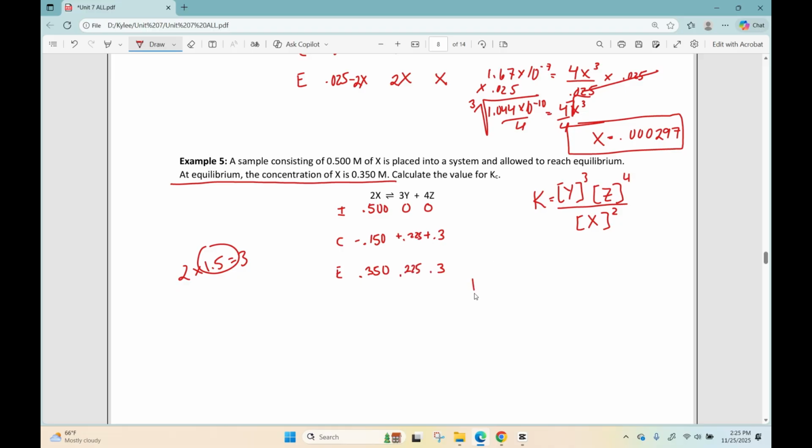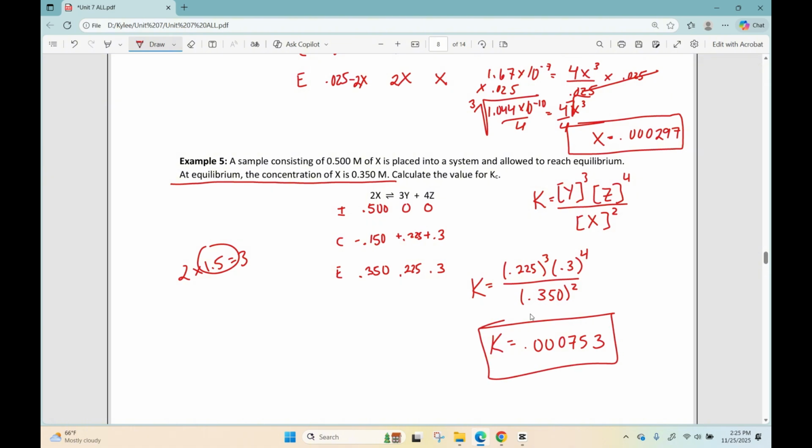From here, I'm going to plug them into my equation. So Y, which is the 0.225, is going to get cubed. Z, which is the 0.3, is going to go to the 4th power. And then the equilibrium value for X is 0.350, and it gets squared. Math happens in my calculator, and I get a K value of 0.000753.